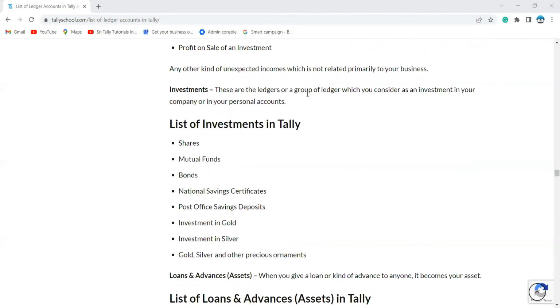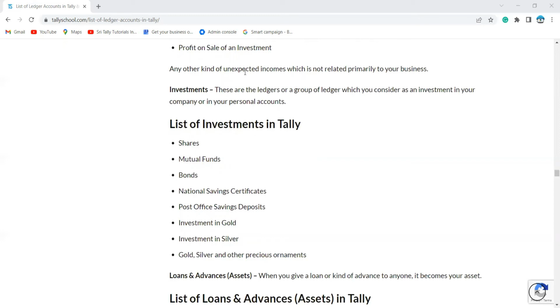Next, investments. These are the ledgers or groups of ledgers which you consider as an investment in your company or in your personal account. Suppose I am investing an amount into Tata mutual funds. The Tata mutual funds account comes under investments. For example, shares, bonds, mutual funds.